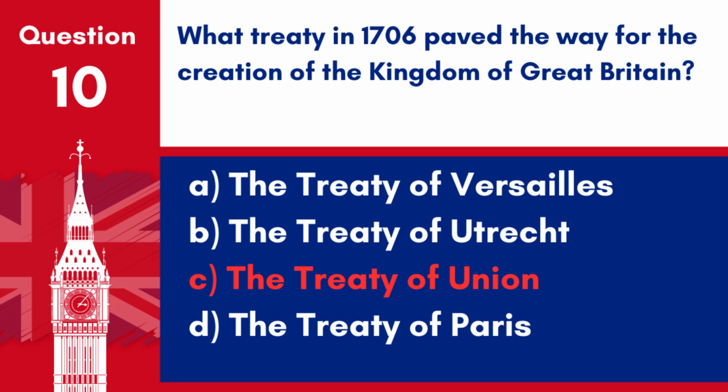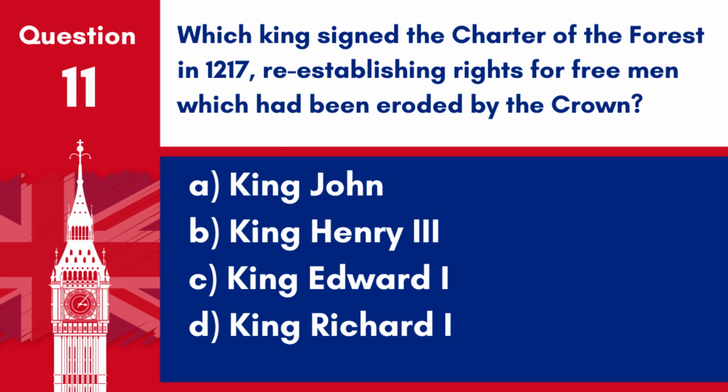Answer: C. The Treaty of Union. The Treaty of Union in 1706 paved the way for the creation of the Kingdom of Great Britain the following year.